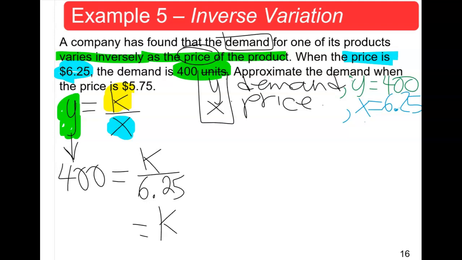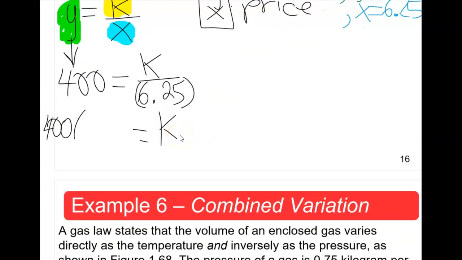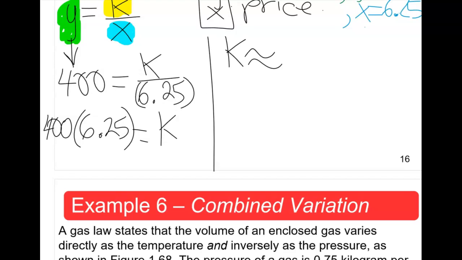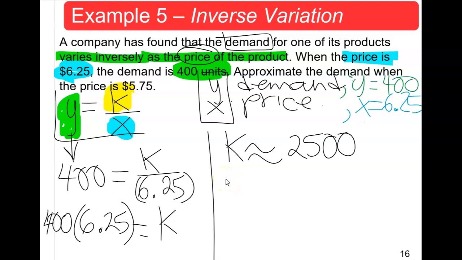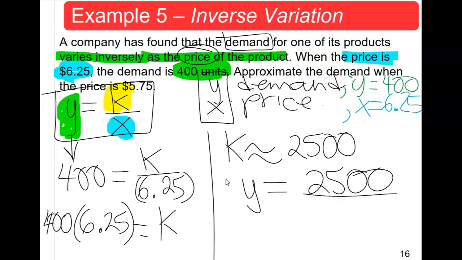So for k, we see that the 6.25 is dividing k. So if we take that across the equal sign, it's going to be doing the inverse operation, which will be multiplication. And so then we're going to get that k is approximately equal to 2,500. So the model, based on the description of inverse variation, will be y is equal to 2,500 divided by the value of x.